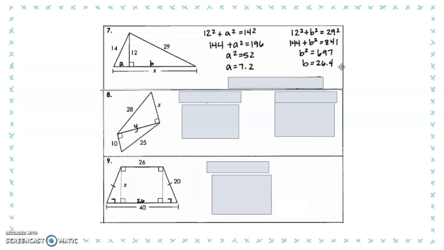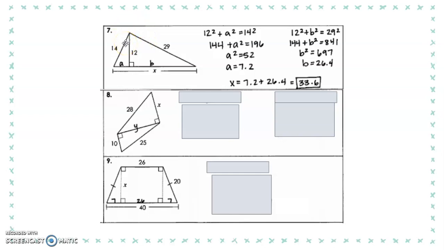Now I want to find the entire length of x. X is made up of A and B, so I'm going to add them together to find that the full length of x is 33.6. Again, we had to break it into two smaller right triangles because we didn't have a right angle at the top.